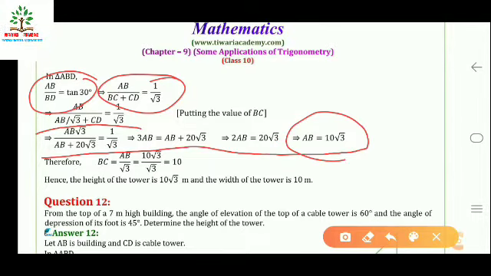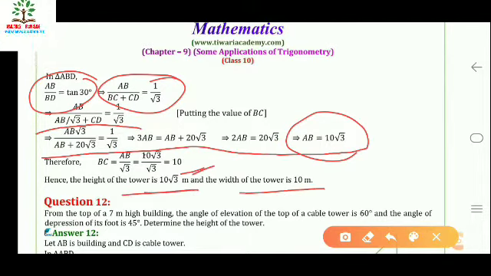Calculations you can easily solve by yourself. Therefore BC is equal to AB over root 3, so we have 10 root 3 over root 3. Root 3 cancels, so we have 10. So the height of the tower is 10 root 3 meters, and the width of the canal is 10 meters. Okay, clear?